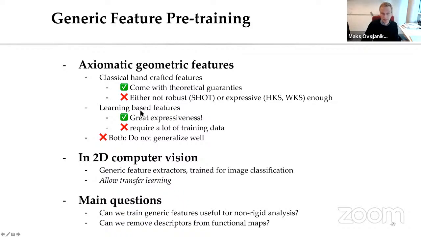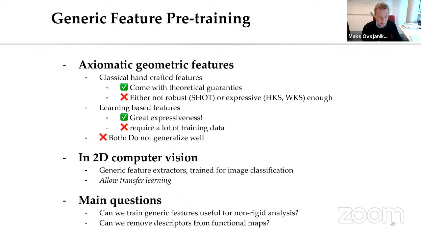We also have learning-based features, for example from KPConv, or even DiffusionNet, starting from XYZ. They have great expressiveness, but they might require some training data. But the bigger problem is that they often don't generalize well across different shapes or classes. This is in contrast to what exists in computer vision, right? It's very rare you see people using SIFT nowadays. We have these generic feature extractors that are trained for image classification, and they allow transfer learning. Somehow we still don't have that in non-rigid shape analysis, which I find interesting and a bit unfortunate.